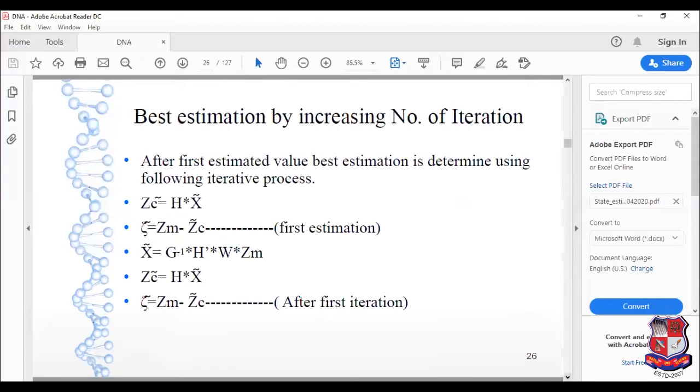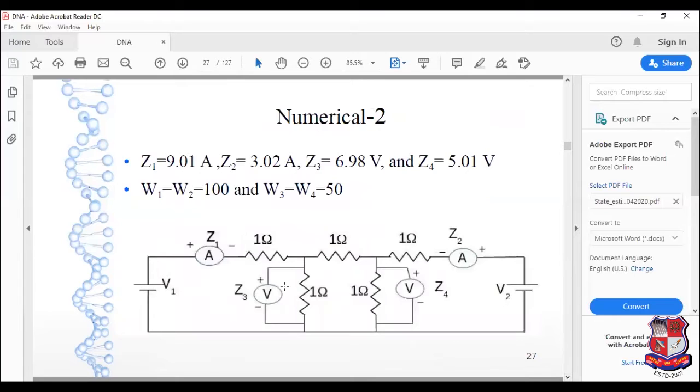Now let's follow this procedure with another simple example. Here we have 4 meters Z1 to Z4, which means M is equal to 4, while we have weighting factors W1 and W2 for instrument 1 and instrument 2 at 100%, while W3 and W4 are 50%. Now what exactly are we doing? We have 2 state variables as in my previous example, and we want to find the values of V1 and V2. From the topology of this network, initially we need to identify the H matrix.